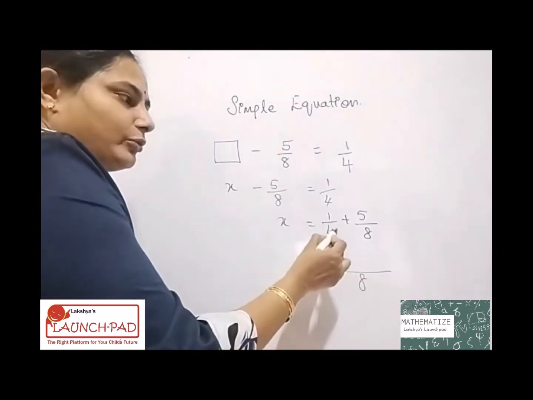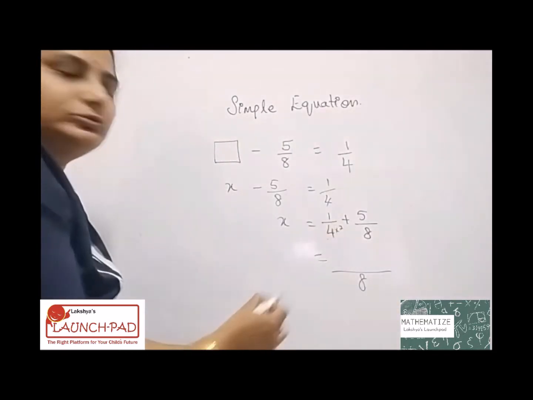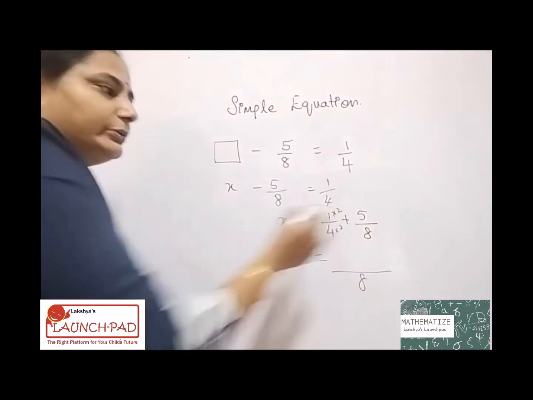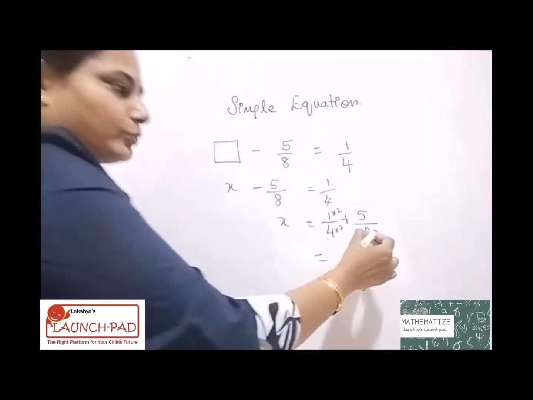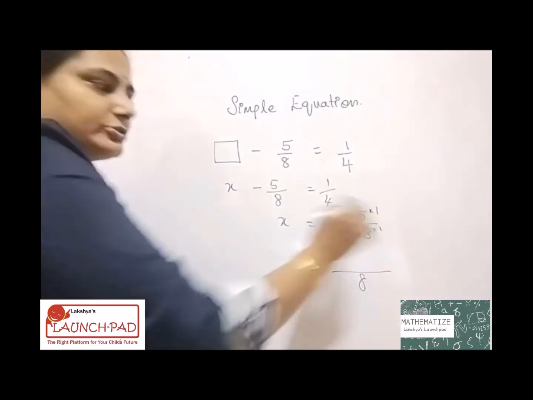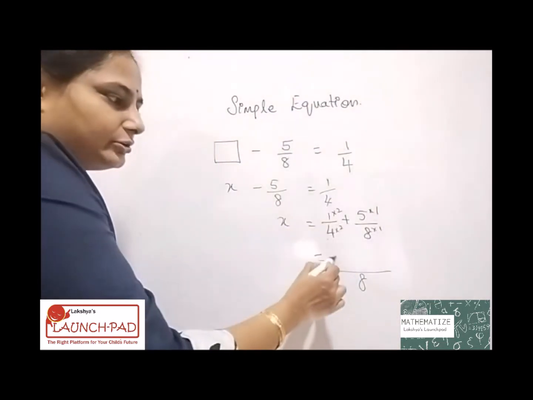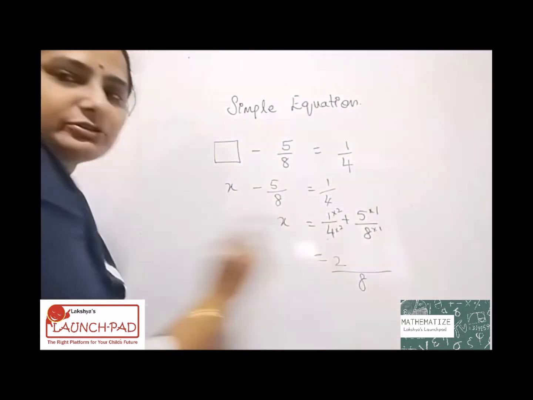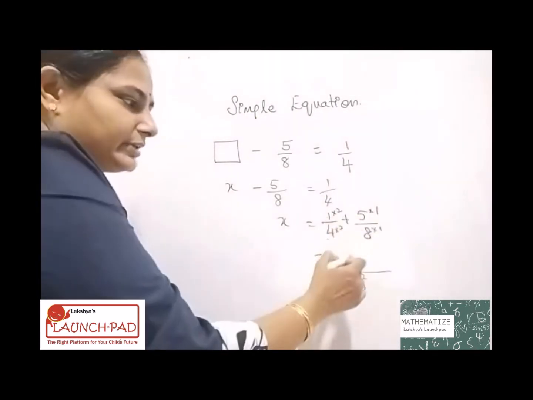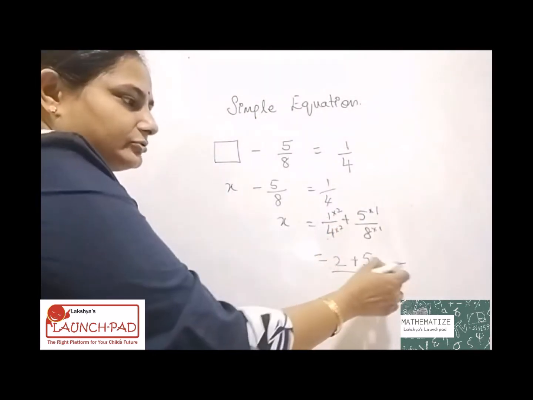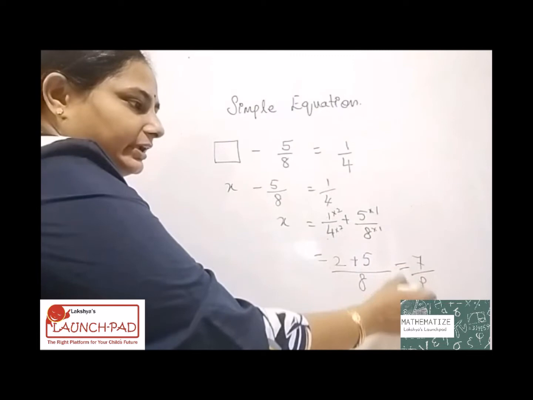So, 4 into what is 8? 2. So this value also will become 2. Here it's only 1, so there is no change. So, 2 ones are 2. 4 into 2 is 8, which is already written here. Plus 5. So, the answer is 7 by 8.